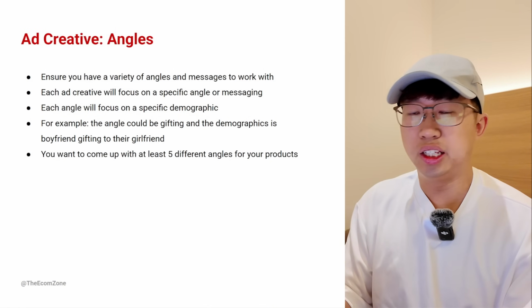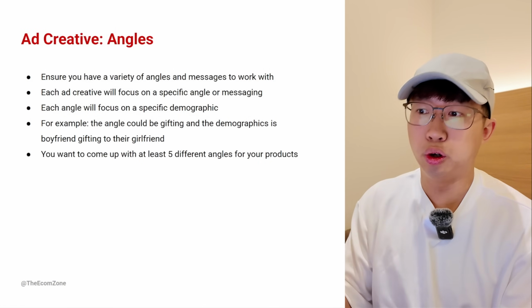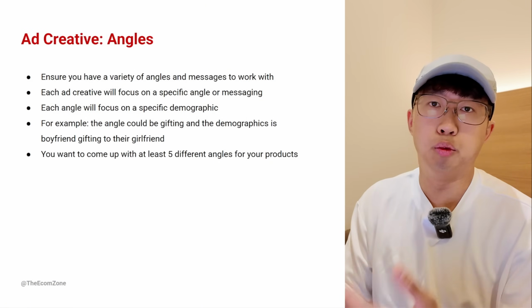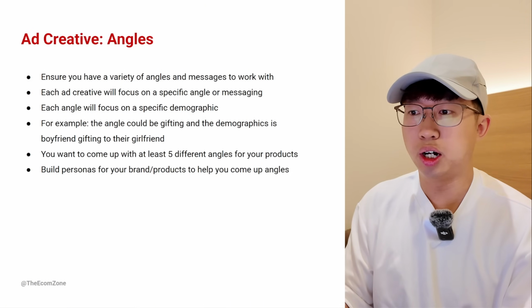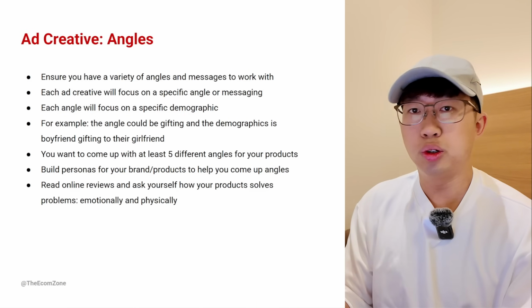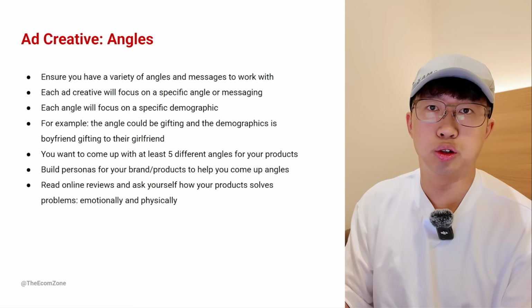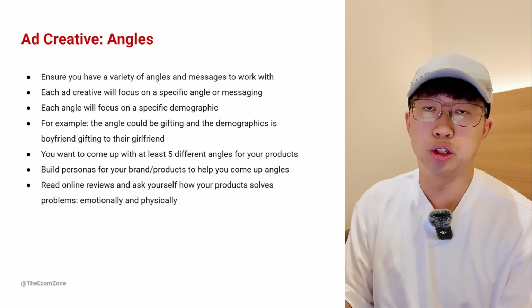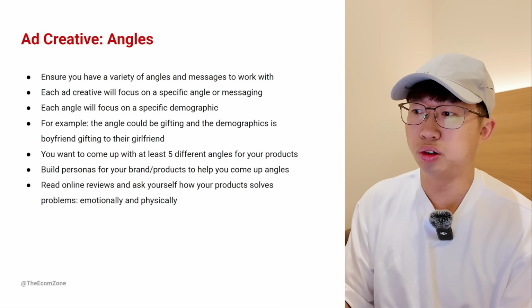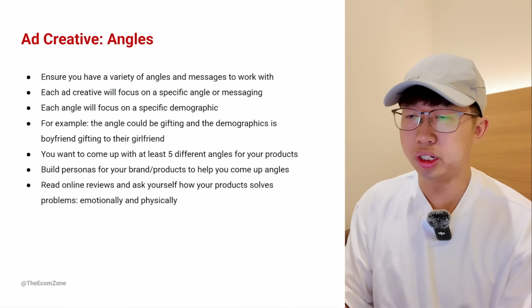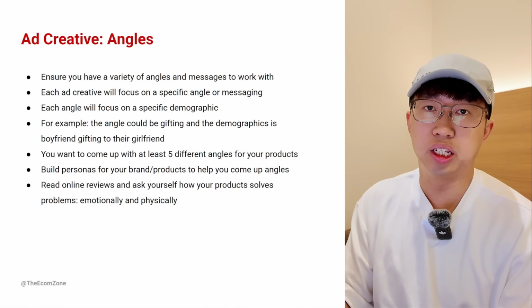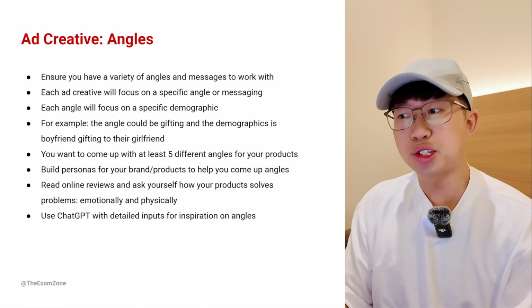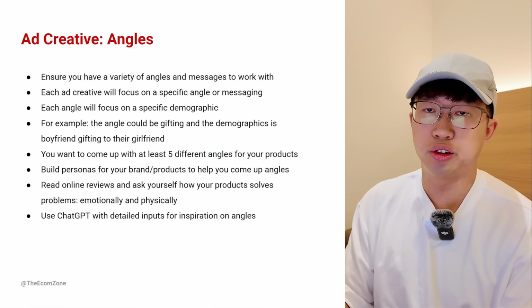You want to come up with at least 5 different angles for your products, and over time you should be adding to this and coming up with more angles to test. You want to build personas for your brand and products to help you come up with angles, and you want to read online reviews so that you can understand your audiences better and see what problems the product is solving. If there are no online reviews, then don't worry. Just ask yourself how your product solves problems, whether emotionally or physically, are there any desires that it fixes, are there any wants and needs, etc. So use ChatGPT with detailed inputs for inspiration on angles.